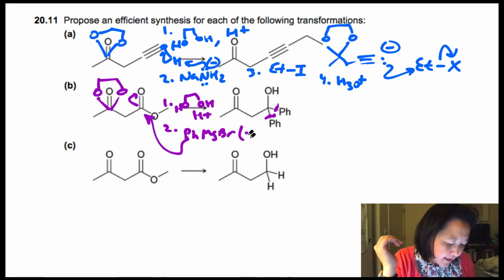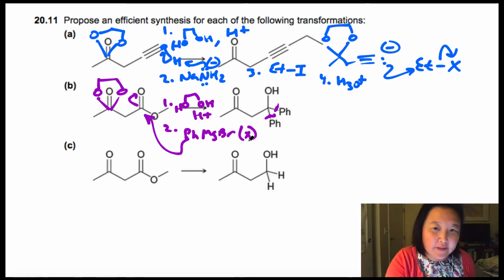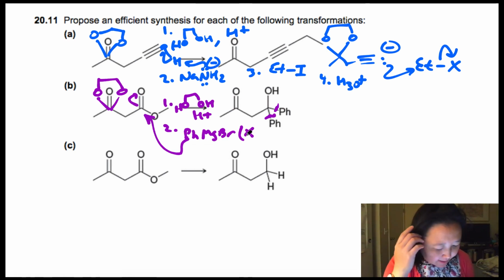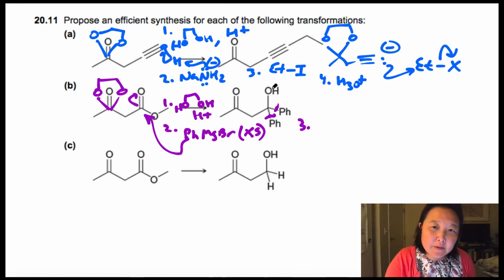But I need an excess. I need 2 equivalents specifically. You can write 2 equivalents, or you can write excess. And then step 3 would be to protonate this O, and also to return to my carbonyl, take the protecting group off. So that's what H3O+ will be for.